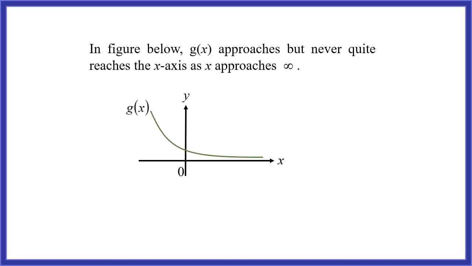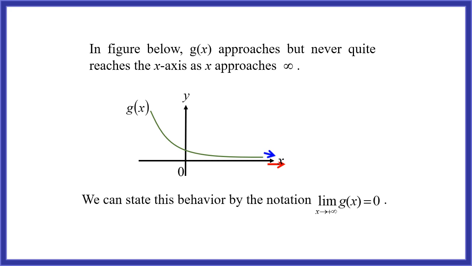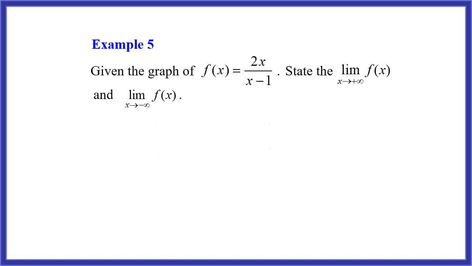In the figure below, g(x) approaches but never quite reaches the x-axis as x approaches infinity. So, x going to the right side, the function g(x) is going to the x-axis but will not touch the x-axis. Okay, so we can write this behavior with the limit notation: the limit of g(x) as x approaches positive infinity is equal to 0. Why? This is when y equals 0, right? Okay. So, g(x) is the value of y.